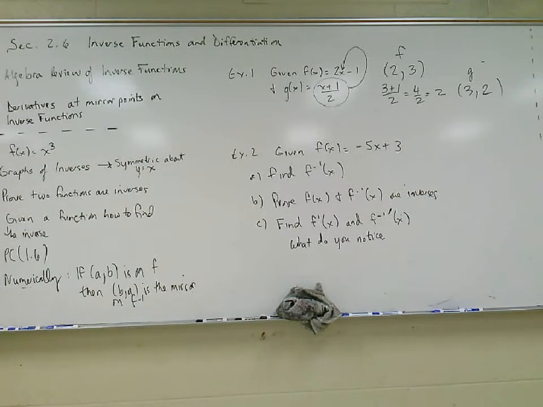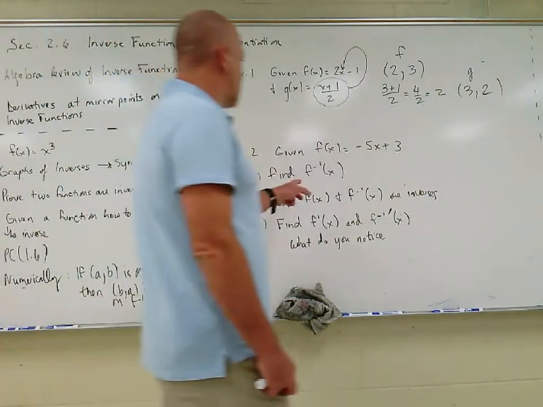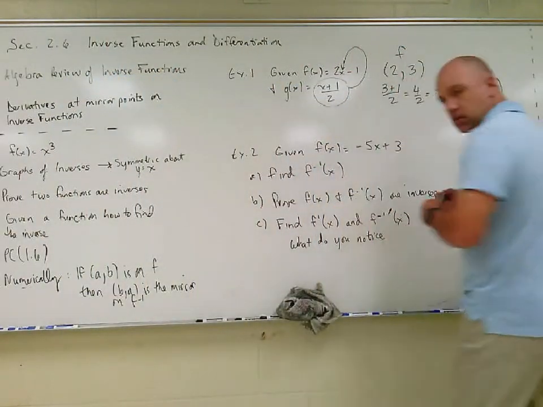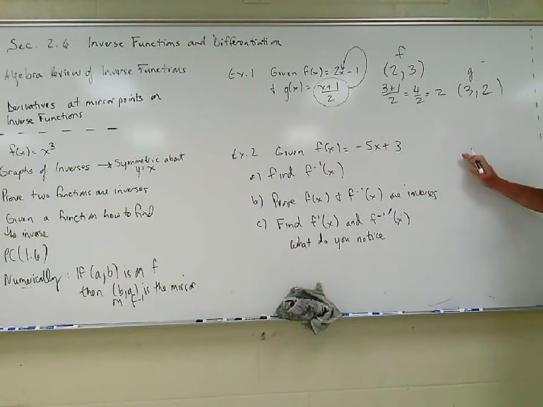Okay, let's check our work. First thing is I want to find the inverse, all right? So I'm going to come over here to the side, got a little room to work. y is -5x + 3. So when I want to find the inverse, the first thing I do is what? I'll switch to x's and y's, and then I'm going to solve for y. So what would my first step be?